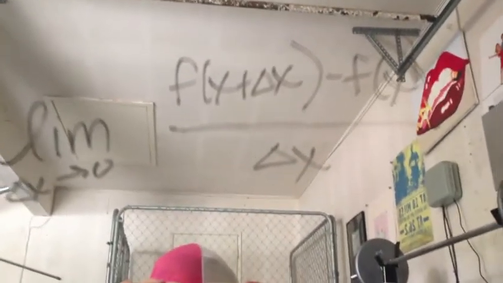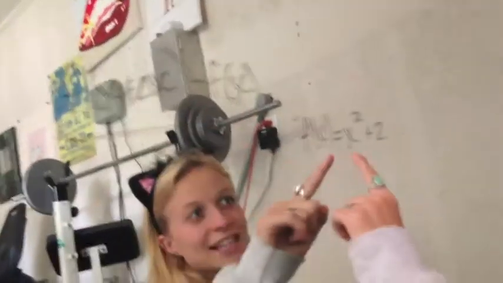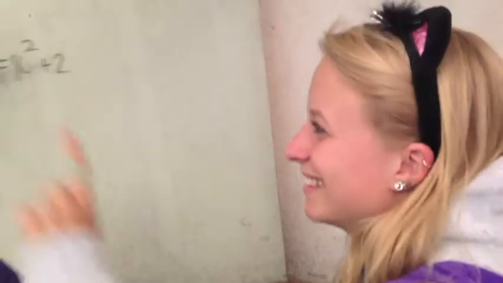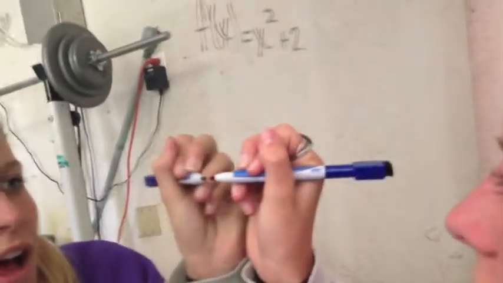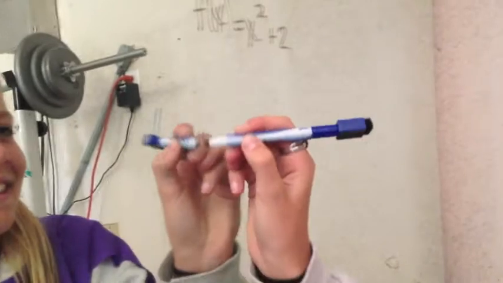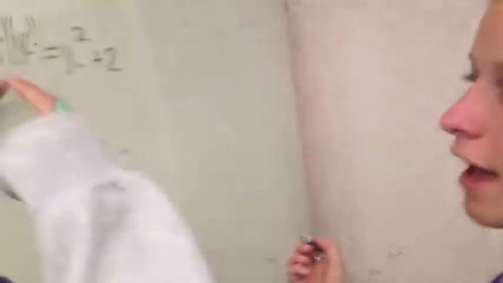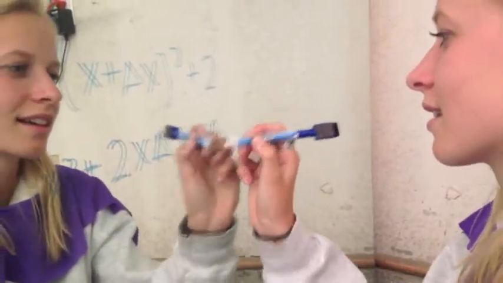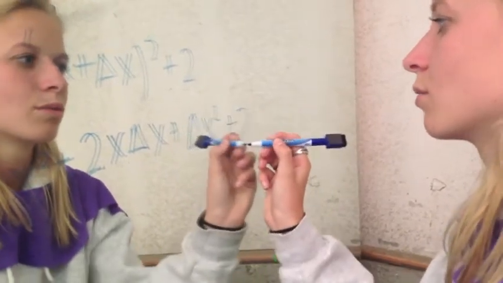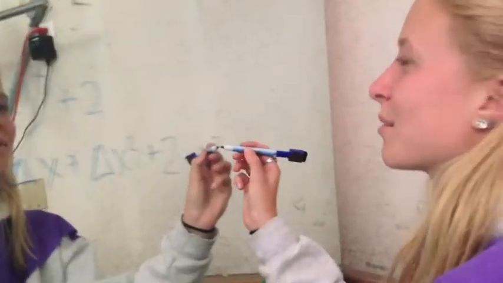derivative. Charlie, if this is f of x, find the definition of the derivative. What do you do first? First, you plug x plus delta x into that function. Go ahead and do it. Next, you write f of x plus delta x, which is (x plus delta x) squared plus 2, minus x squared plus 2. Is that in parentheses or not?